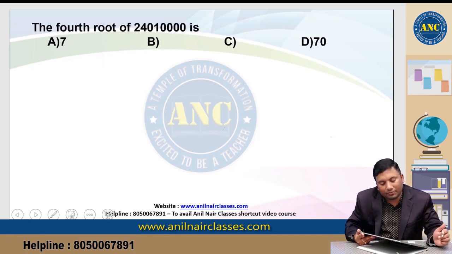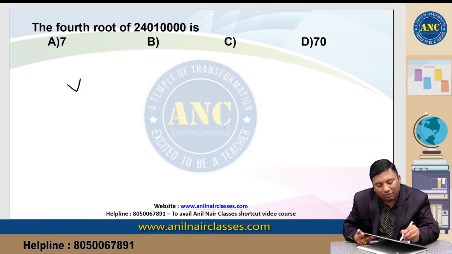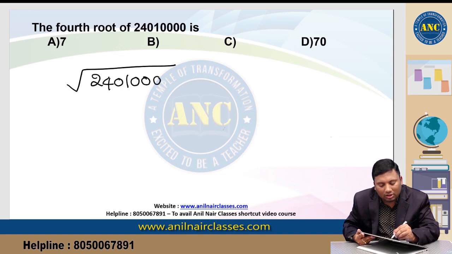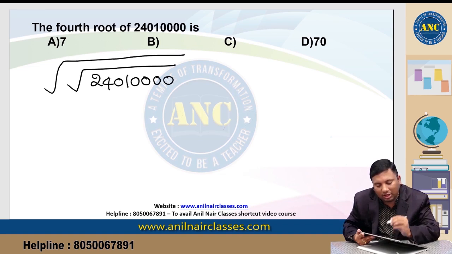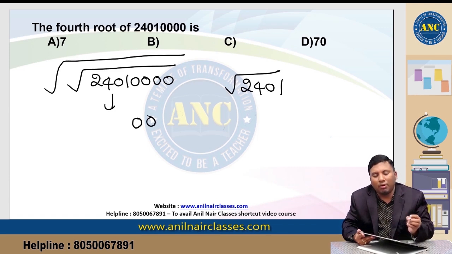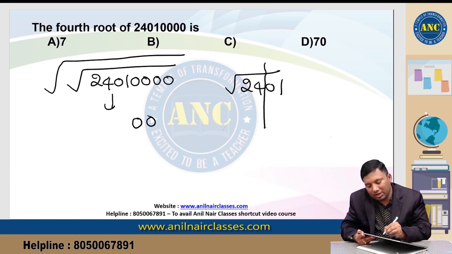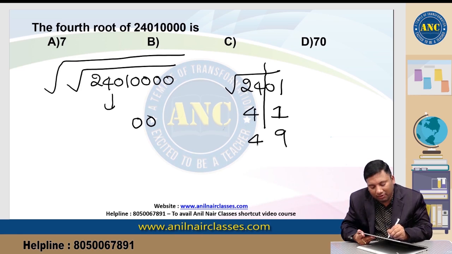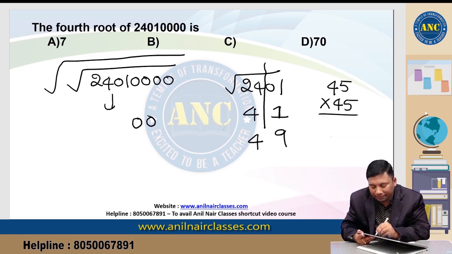Next one. Find the fourth root of 2401 followed by 4 zeros. Fourth root means I will take the square root and then another square root. First we will find this one. 4 zeros will become 2 zeros. Square root of 2401. Keep a slash after 2 digits. 1 square is 1, 9 square is 81. 4 square is 16, 5 square is 25. Between 41 and 49, so 45 into 45.